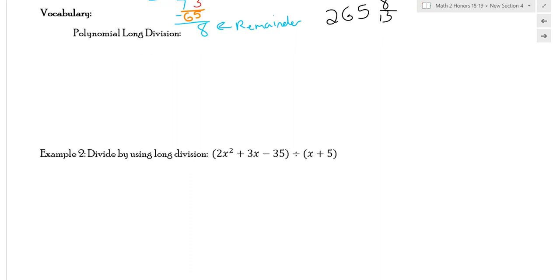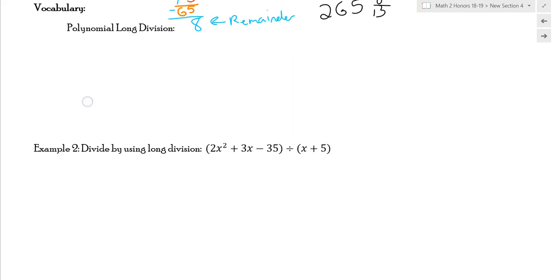Alright, now we want to look at what we're doing actually, which is polynomial long division. It's going to use a lot of the same steps as regular long division, but we're going to define it first. So for our polynomial long division, it's very similar. We still have the house. And under the house is our polynomial.